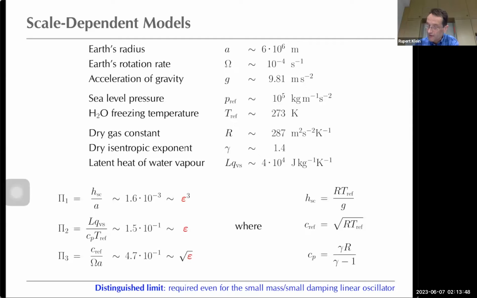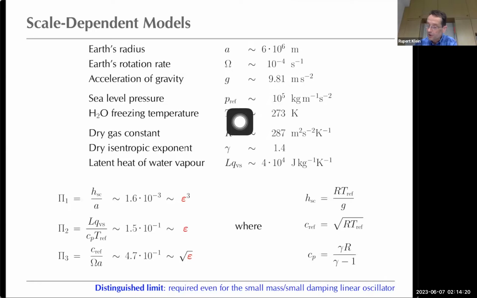So we start doing the scale analysis with quantities of influence that are independent of any particular phenomenon on Earth, but are universal for all the phenomena in the atmosphere. This is the radius of Earth, Earth rotation rate, acceleration of gravity, and the sea level pressure, which is constant because the air cannot escape the gravity field, and so the mass is constant, and that's why the weight of the atmospheric column stays basically constant in time.